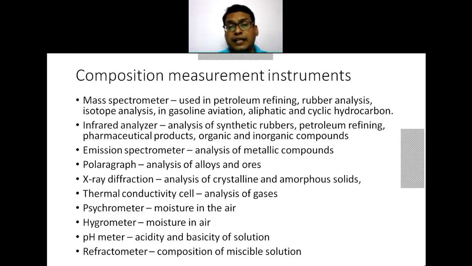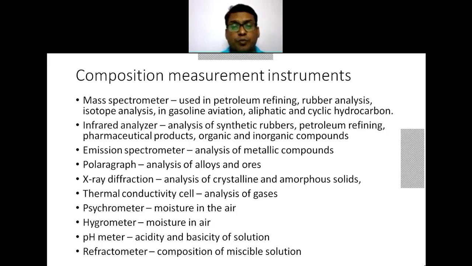Then there is X-ray diffraction. It is useful for analysis of crystalline and amorphous solids in the case of polymeric materials. Then thermal conductivity cells, for analysis of different types of gases, CO2, nitrogen. These are analyzed with the help of thermal conductivity cells.